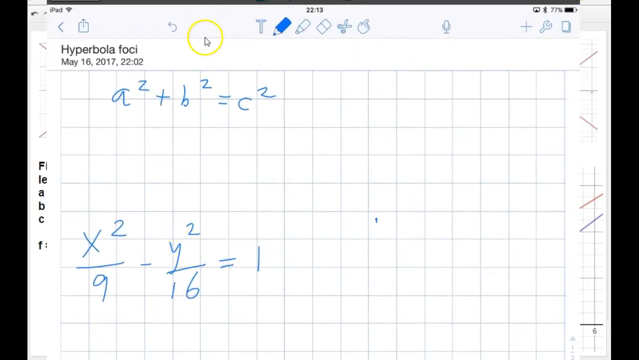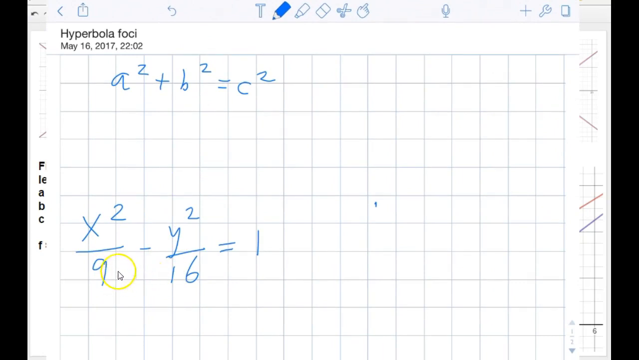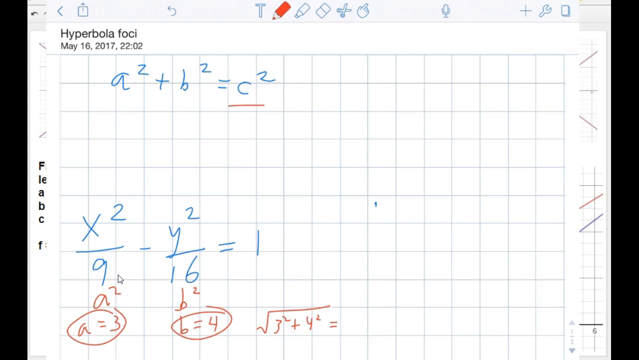So, if I was to sketch a graph for this, I would say, well, first thing I'm going to do is figure out what the rectangle size is. If 9 is a squared and 16 is b squared, that means a is equal to 3 and b is equal to 4, correct? And if I know that a equals 3 and b equals 4, then I know that c is going to be equal to the square root of 3 squared plus 4 squared, which is the square root of 9 plus 16, 25, which is 5. Okay? So for this particular hyperbola function, the c value is 5.